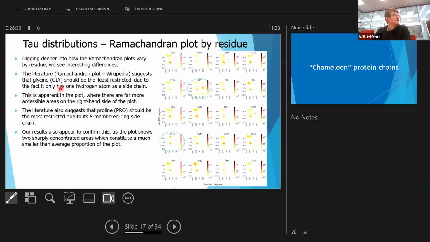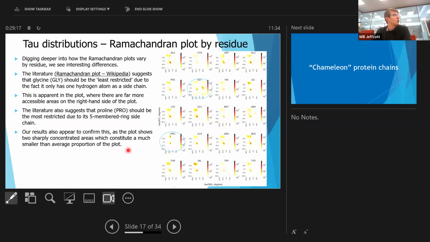We can also do the Ramachandran plots from earlier by residue, which you can see on the right. The literature suggests that glycine should be the least restricted due to the fact it's only got one hydrogen atom on the side chain. We can actually see this is the case from our Ramachandran plots, because this whole region on the right-hand side appears to have opened up, whereas all the other plots mostly just have the standard regions on the left-hand side.